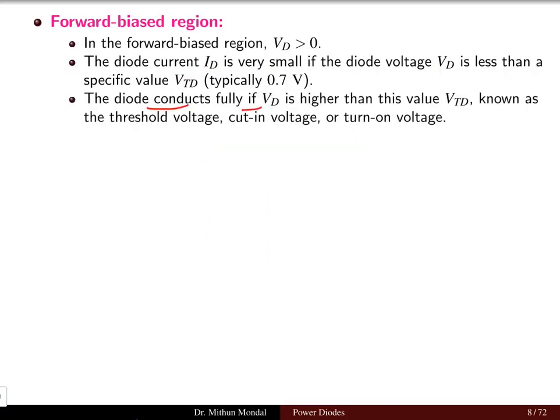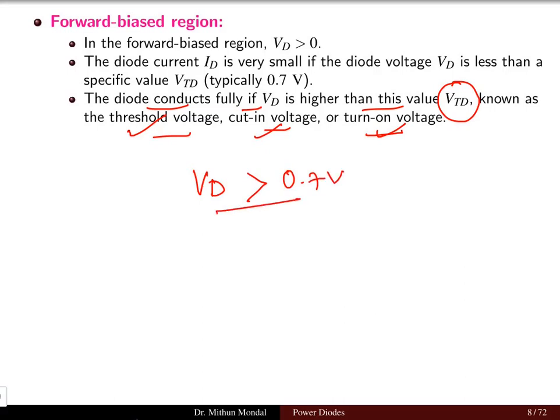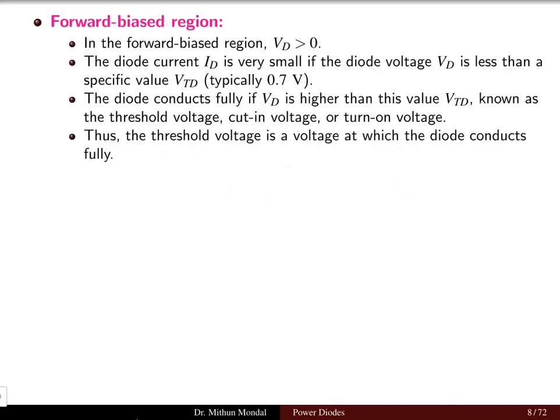The diode conducts fully if the diode voltage is higher than the value of VTD, known as the threshold voltage, cut-in voltage or turn-on voltage. These are given different names: threshold voltage, cut-in voltage or turn-on voltage. So it means that the diode voltage should be more than typically 0.7 volt, so that the diode can conduct and there is some diode current flowing. Thus the threshold voltage is the voltage at which the diode conducts fully. It means the minimum amount of voltage that has to be applied so that the diode current flows is known as the threshold voltage.